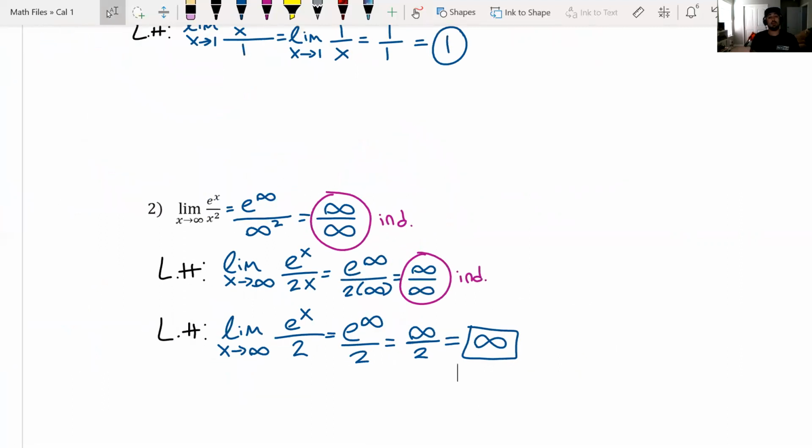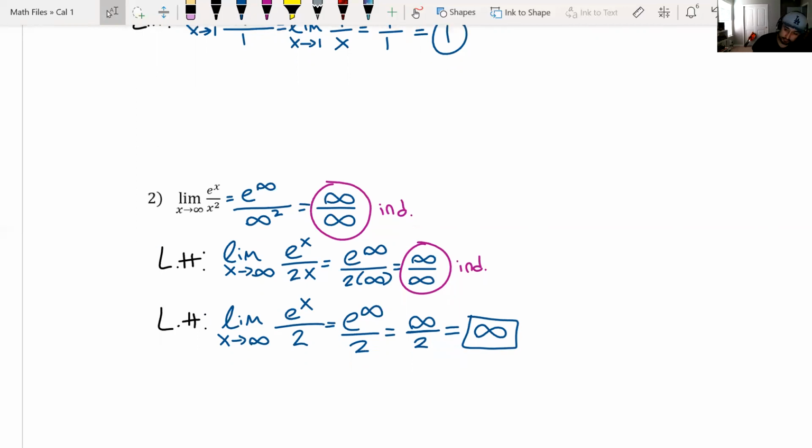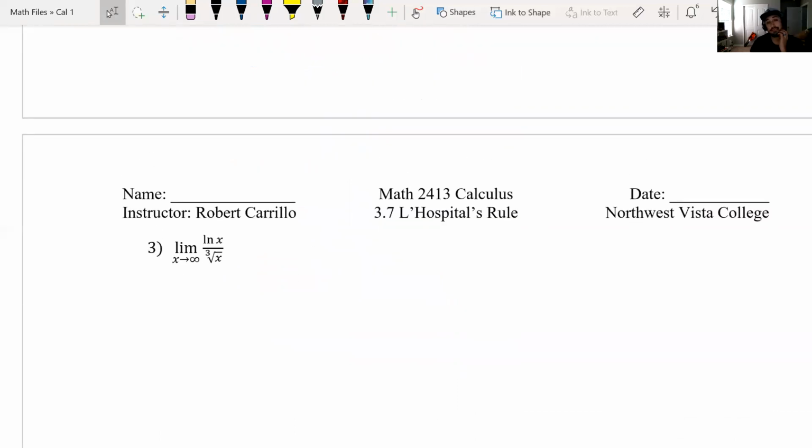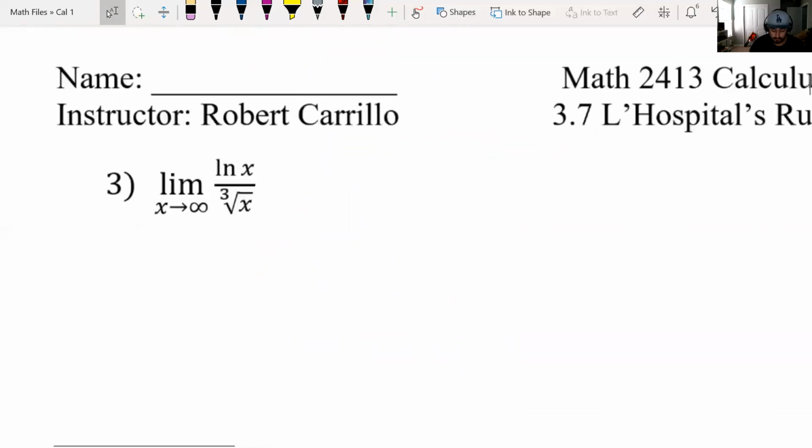So with that example, if you keep getting an indeterminate form, you can keep using L'Hopital's, okay? You can keep using L'Hopital's. Let's keep going. All right. 3. Same thing.